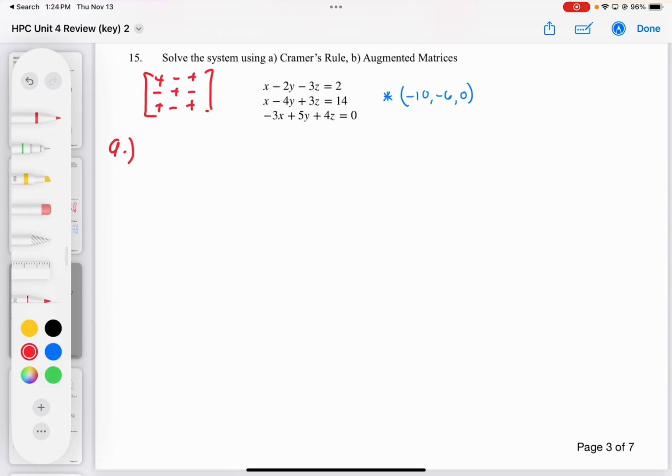I'm literally looking at the answer here now. This is not good. You just, okay. All right, augmented matrices, what does that look like again?